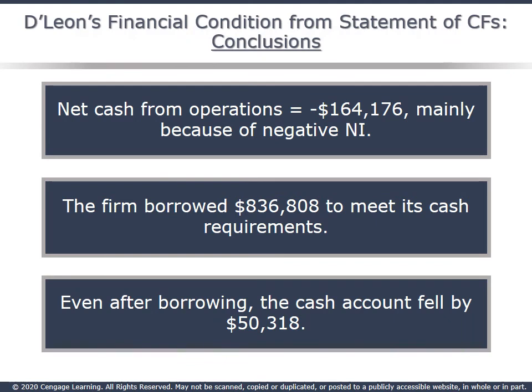So the conclusions, again, for DeLeon from its statement of cash flows is that the net cash from operations, not good, mainly because they had a negative net income. The firm borrowed a bunch of money, and even after borrowing, its cash account still fell by over $50,000.